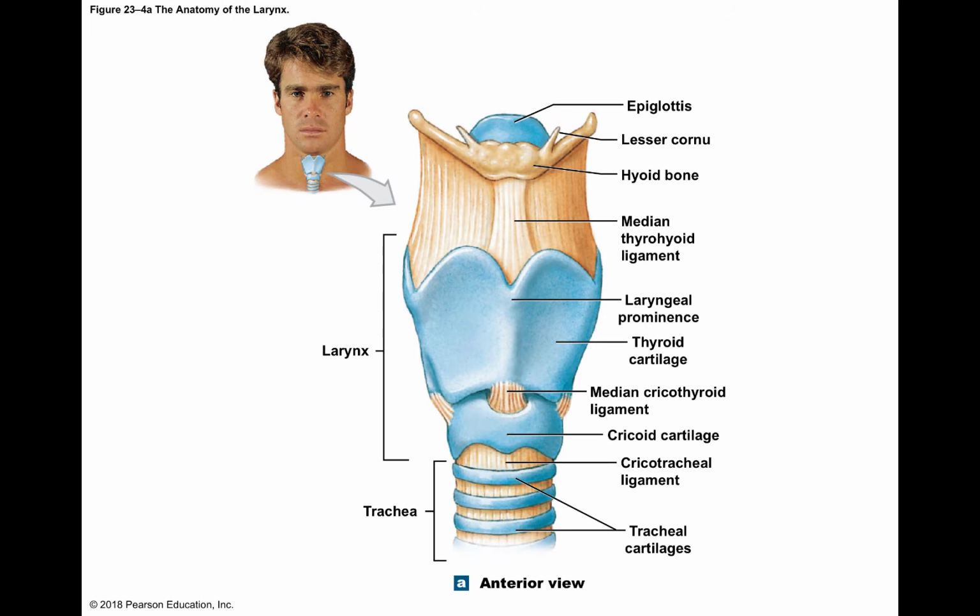These are the cartilages that are in your larynx area, and we have a model that looks just like this. The Adam's apple, this is the thyroid cartilage. So the thyroid cartilage is the Adam's apple.